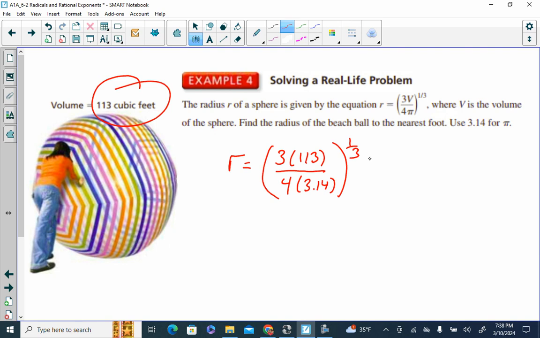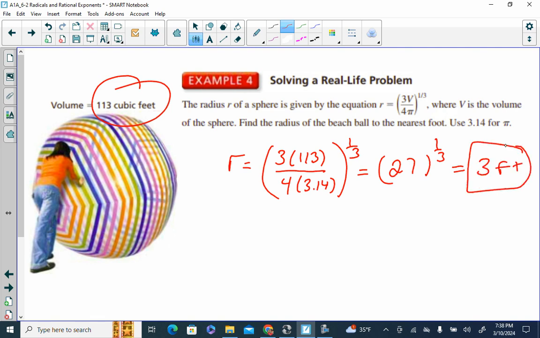So we have to evaluate the inside of that parentheses first. So we do 3 times 113 divided by 4 times 3.14. That gives us about 27, but that still has to be taken to the 1/3 power. So we want the cube root of 27. Cube root of 27 is going to be 3. So it's about 3 feet for that problem.